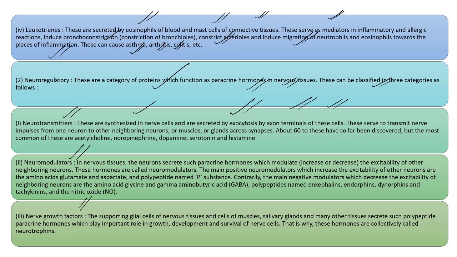Nerve growth factors: the supporting glial cells of the nervous tissue, the salivary glands, and many other tissues secrete such polypeptide paracrine hormones, which play an important role in the growth, development, and survival of nerve cells. That is why these hormones are collectively called neurotrophins. Okay, they are known as what? Neurotrophins. So we discussed neurosecretory cells and the types: neuroregulators, neuromodulators, and nerve growth factors.